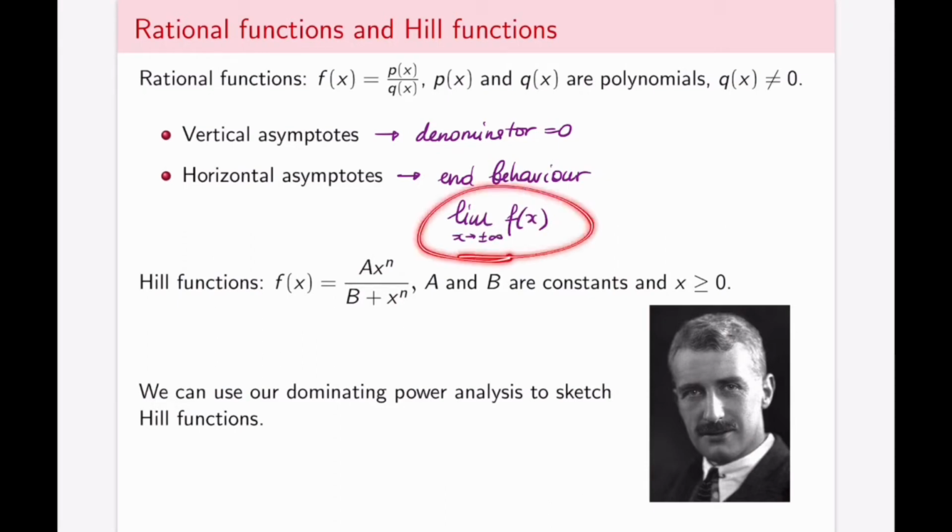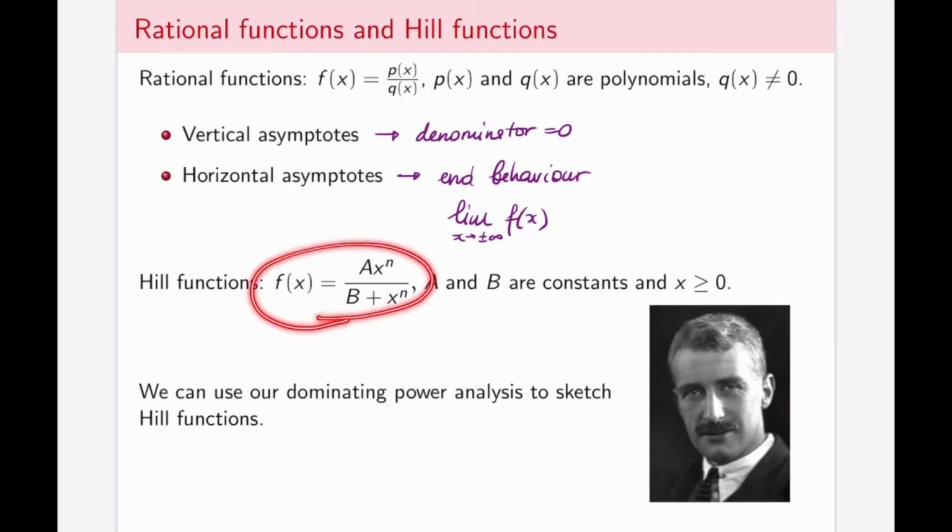If this limit comes out to be a number, then the horizontal asymptote exists. If this limit comes out to be infinity, that means that the function itself grows unboundedly and therefore there's no horizontal asymptote. In terms of rational functions, there are of course infinitely many different types, but we will be interested in particular in so-called Hill functions.